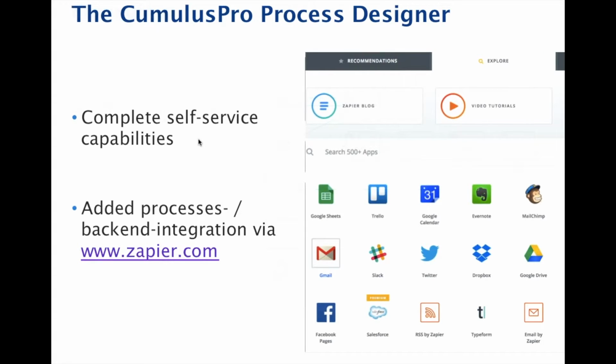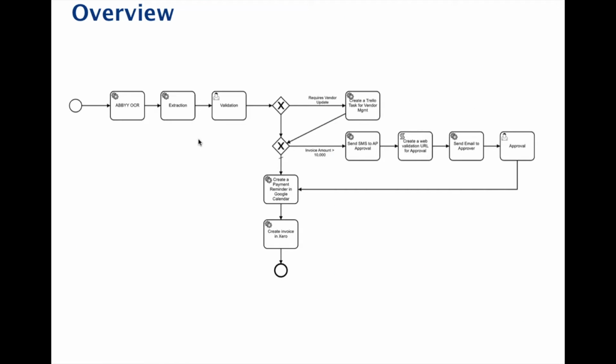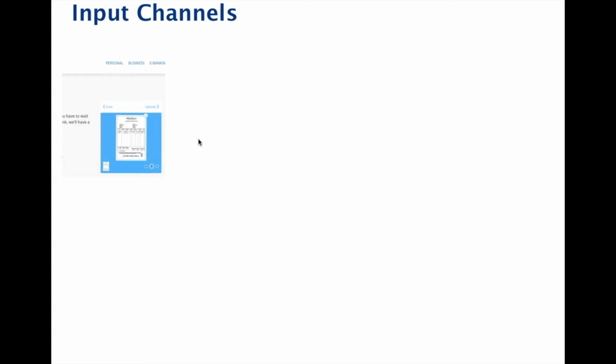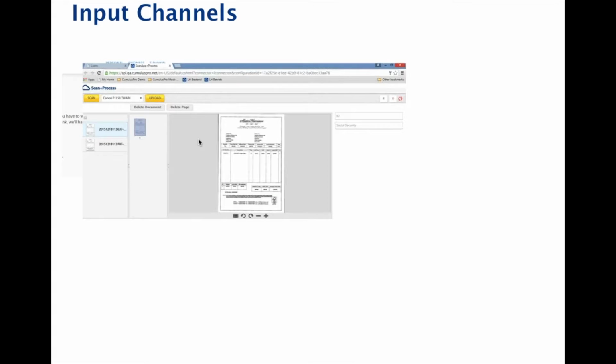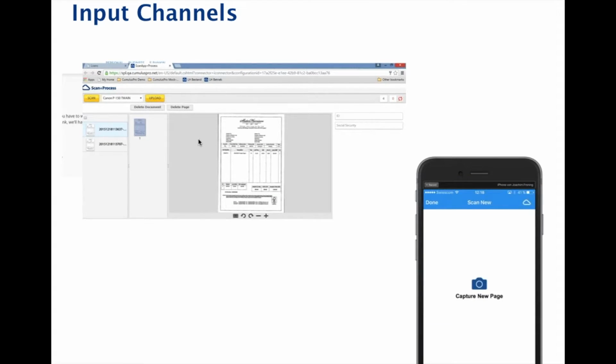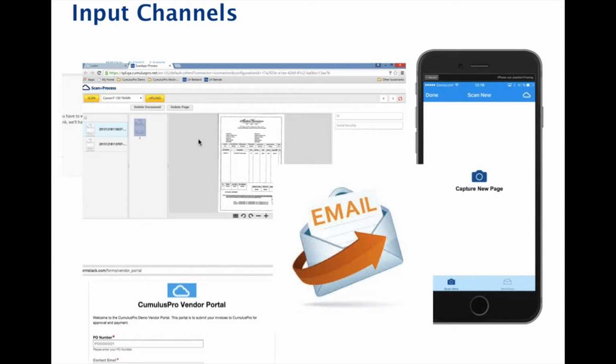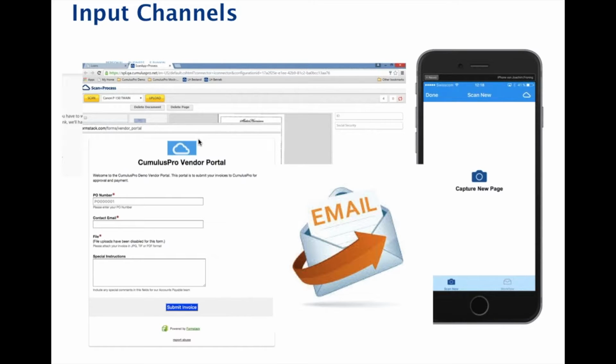The process that Cecilia will show you is the following. Of course, it all starts with a document that starts the process and is being captured one way or another. This input can happen via our Scan Express or our Scan and Process Lite or our mobile app or email import, or for instance via an invoice portal which we have designed with FormStack and which we integrate with via Zapier.com.